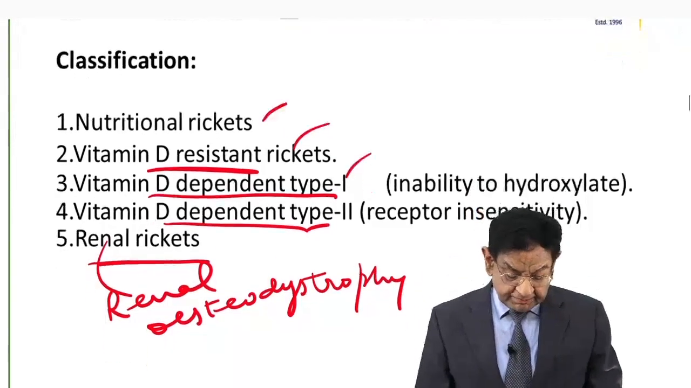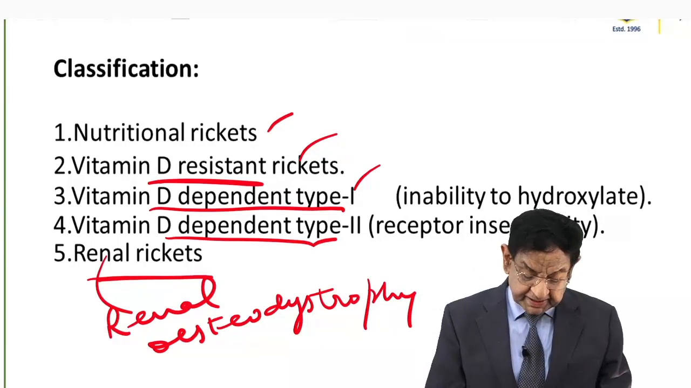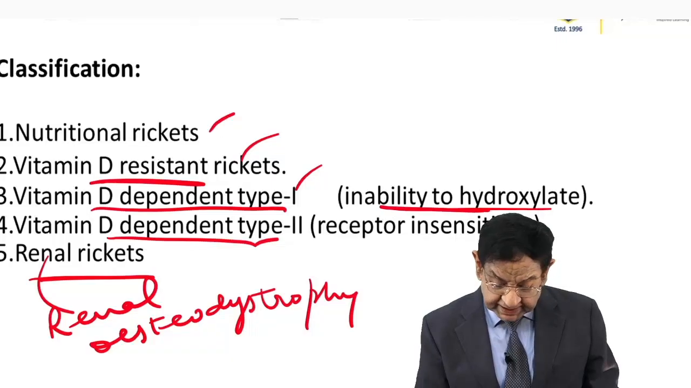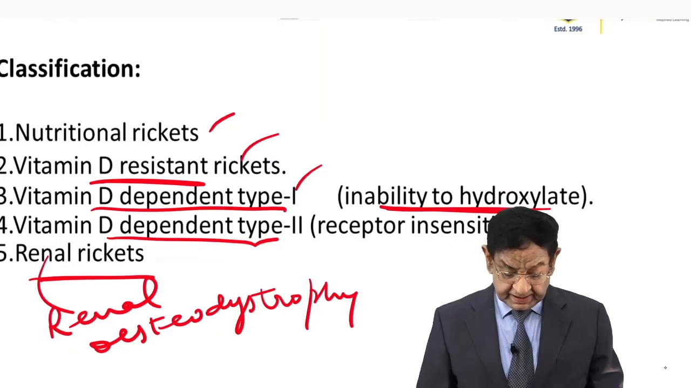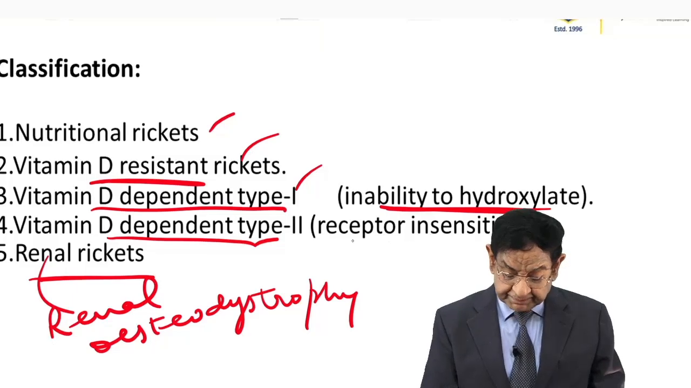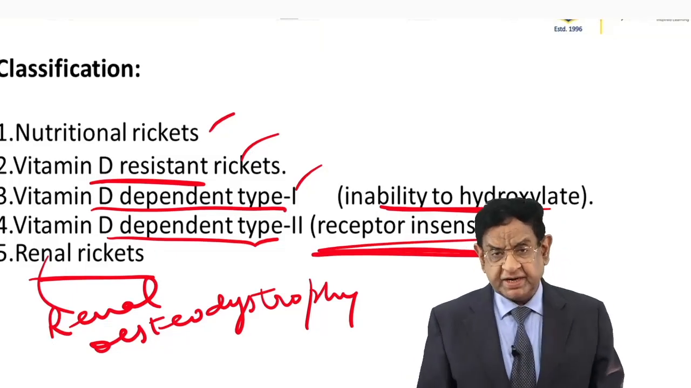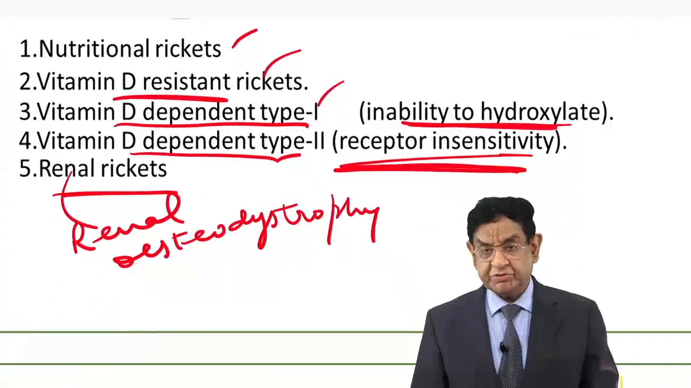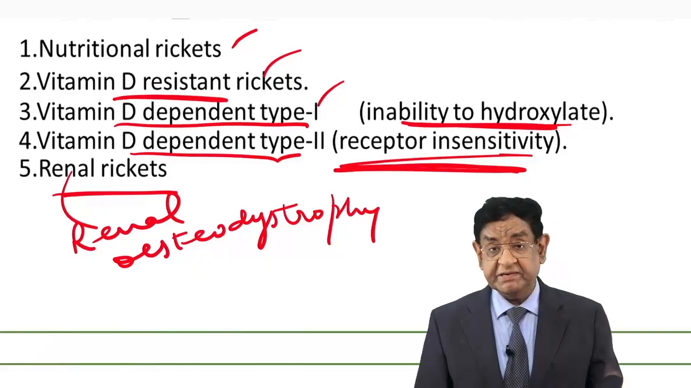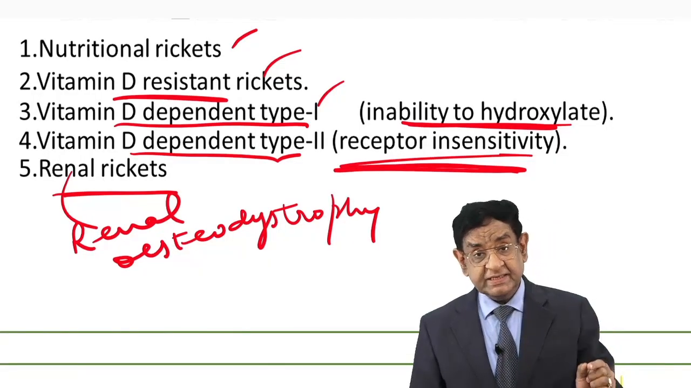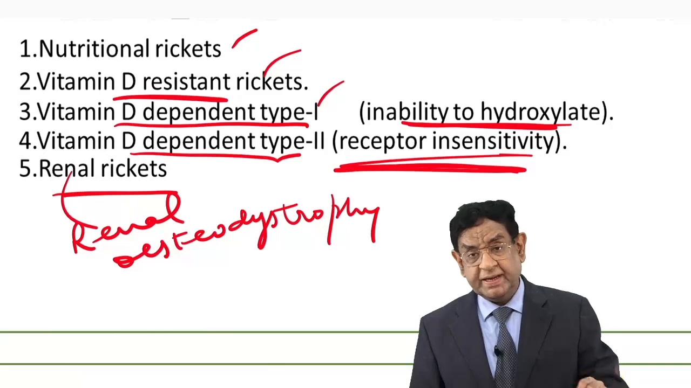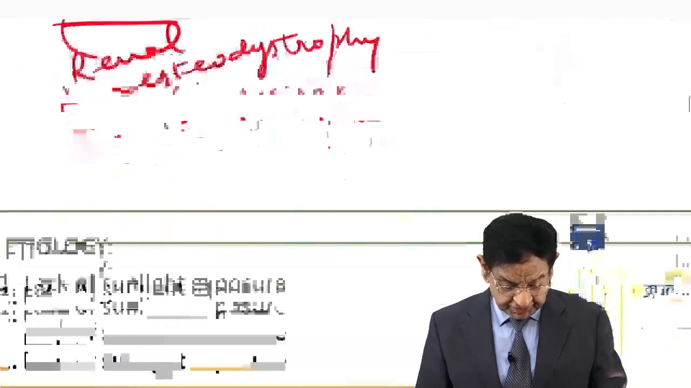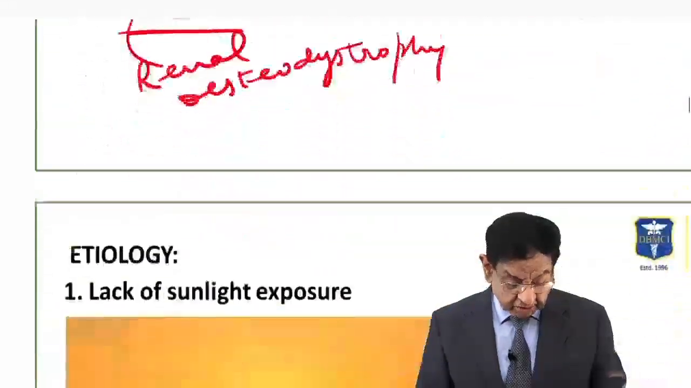Let me briefly tell you, we have vitamin D dependent type 1 and type 2. In type 1, there is inability to hydroxylate, and in type 2, the receptor is insensitive. Just write down the details, I'll be talking to you later on. So a quick recap: it can be nutritional, it may be vitamin D resistant, then we have vitamin D dependent type 1, type 2, and of course renal rickets, so-called renal osteodystrophy. With this background, we talk about the causes.